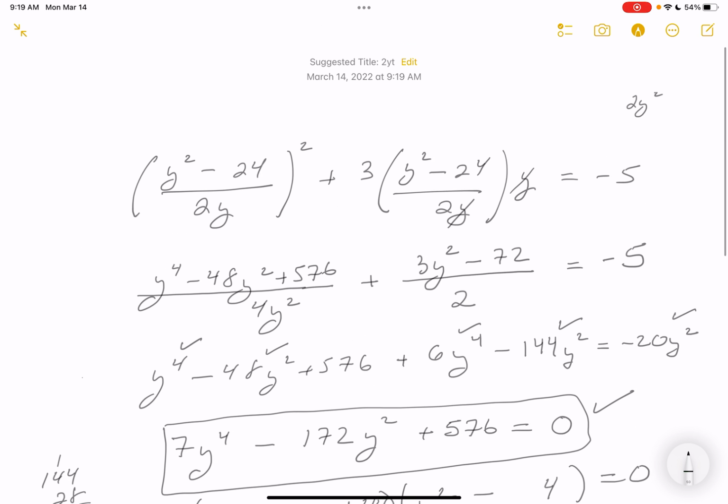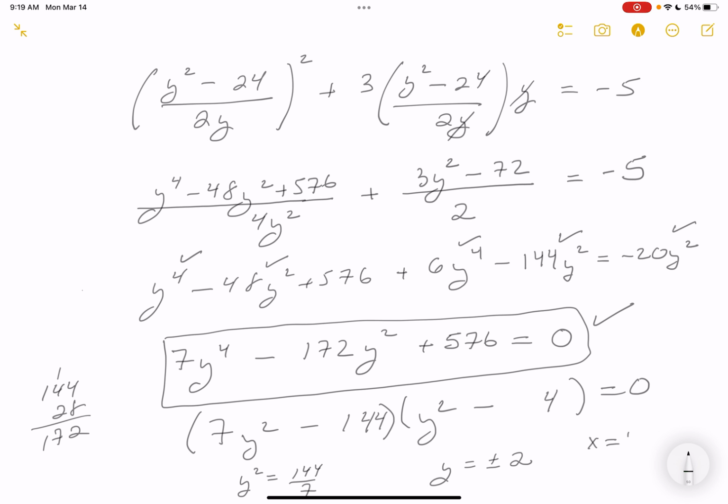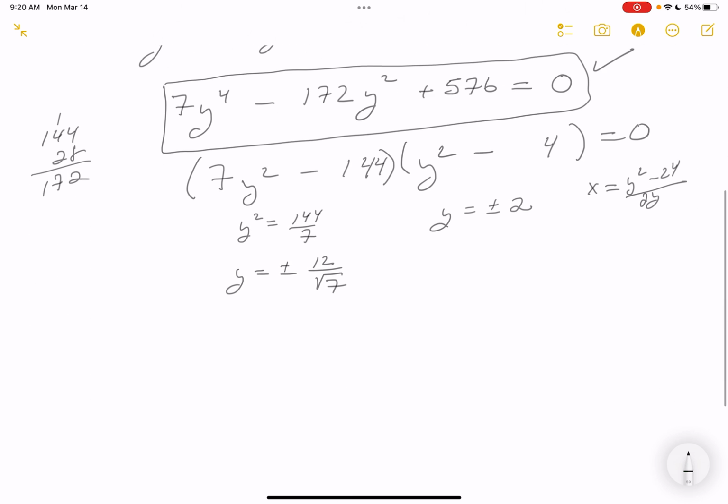So what's x? Well, I think I know what x is. Let me write this over here. I think x is, if I'm not mistaken, y squared minus 24 over 2y. All right, let's give it a shot. Let's try y as 2 first. And what do you get? x would be equal to 2 squared is 4. 4 minus 24 is minus 20. And if y is 2, this would be 4, so this would be minus 5.